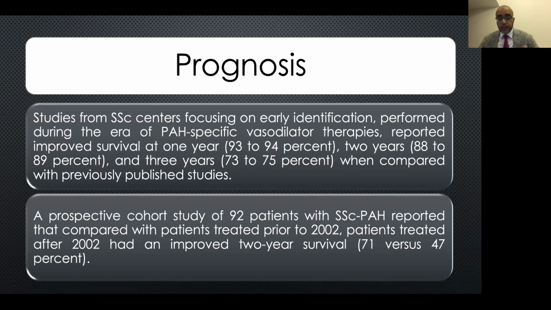And also another cohort study studying 29 patients with pulmonary hypertension in case of scleroderma. We found that patients treated prior to 2002 have a significantly lower survival rate compared to patients treated after 2002, after they started to implement the pulmonary artery vasodilator therapy, which indicates there is great hope for such patients if we start to implement the pulmonary artery vasodilator therapy as early as possible.